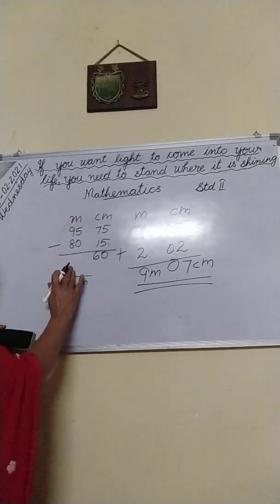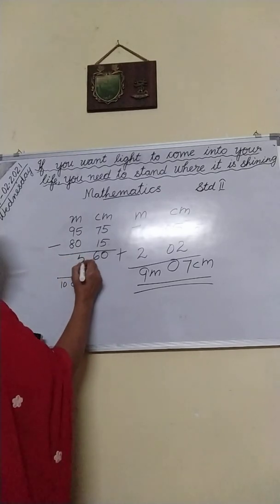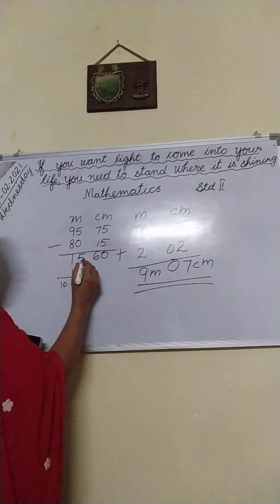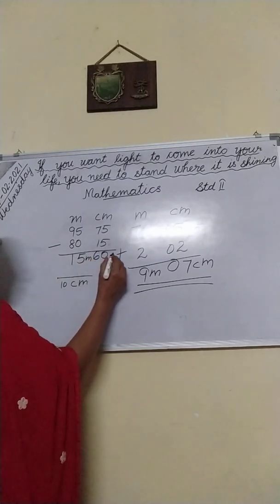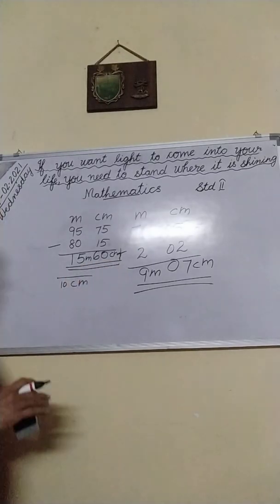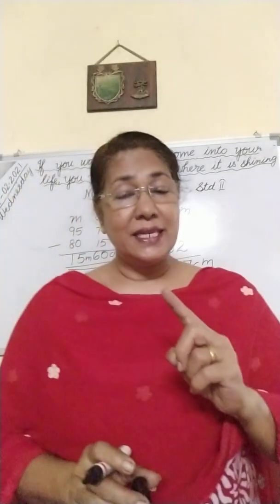Now let us come to the meters. 5 take away 0 is 5 itself. 9 minus 8 is 1. So 15 meters and 60 centimeters is the answer. Right? Got it? Yeah.